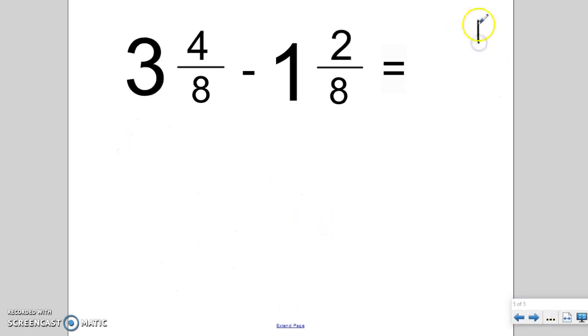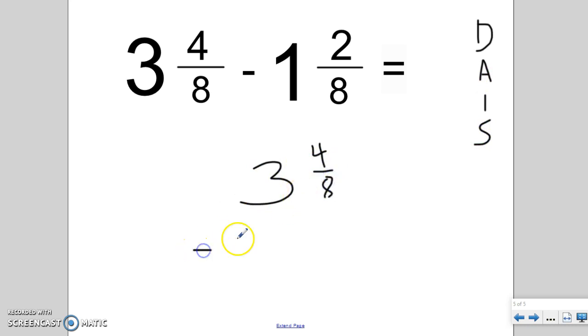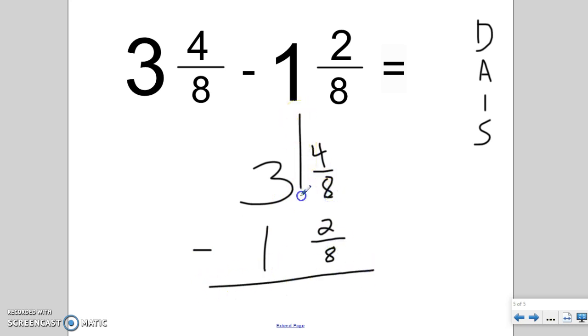Last one for this modeling session here. So we have 3 4/8, and we're going to go ahead and take away 1 2/8 and put my equal sign here. Going to divide them so it's a little bit easier to see. And here we go, same denominator. I can see they are good to go. Green light means go. Add or subtract.